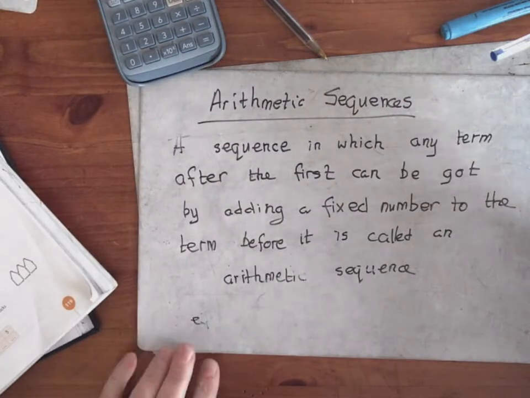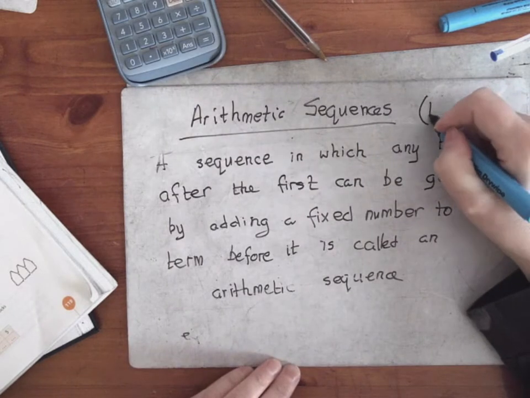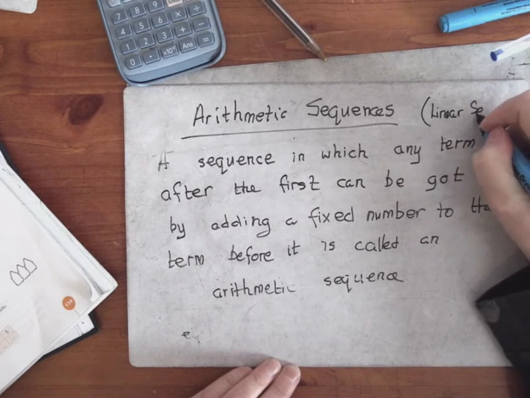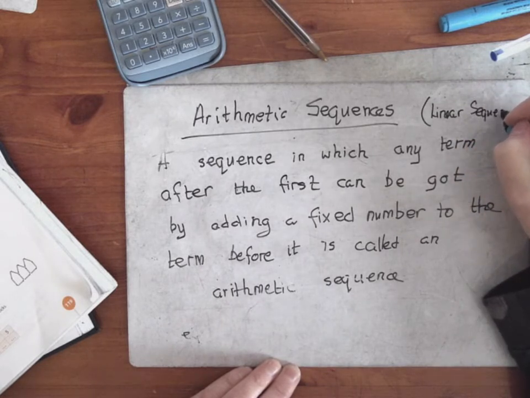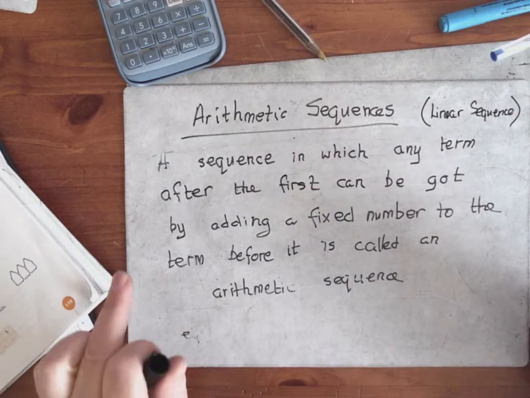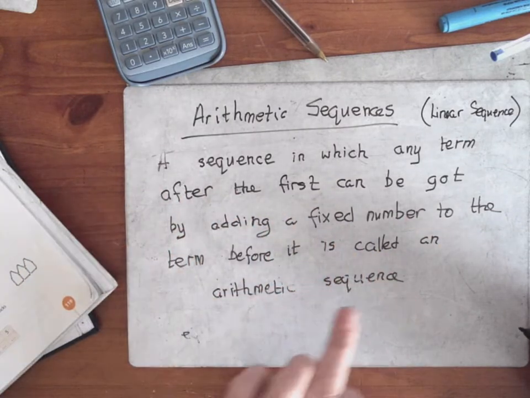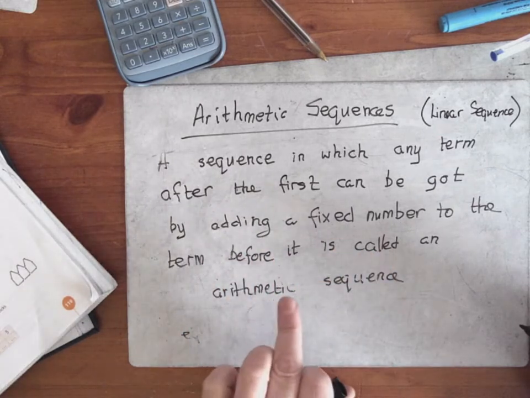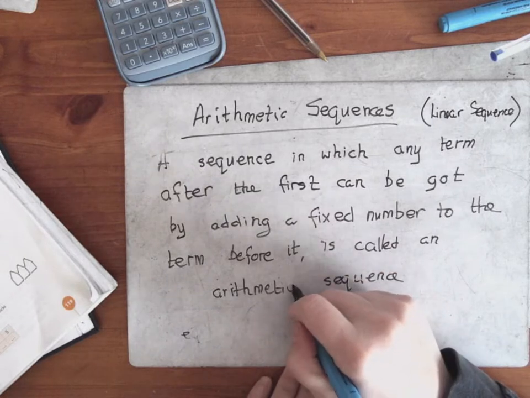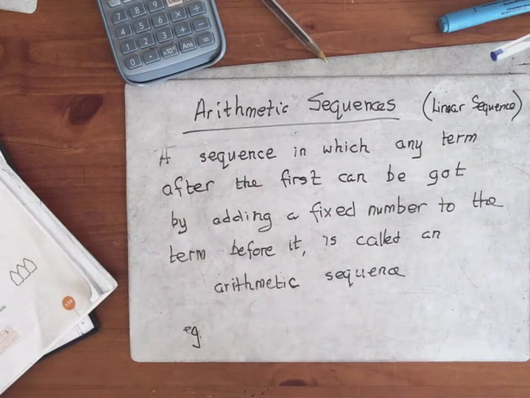sequence is. You would have come across this in Junior Cert, except we wouldn't have called them arithmetic. We would have called them a linear sequence. A linear sequence and an arithmetic sequence are the exact same thing, just different names. So an arithmetic sequence, girls, is a sequence in which any term after the first can be got by adding a fixed number to the term before it. Write down the definition and then I'll show you an example.